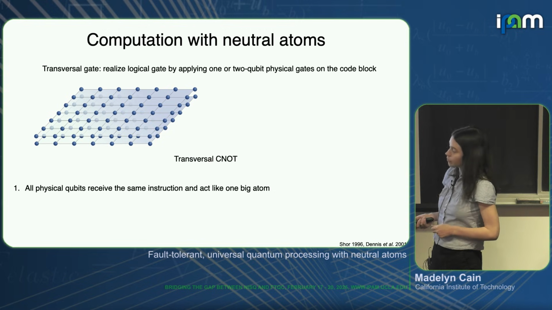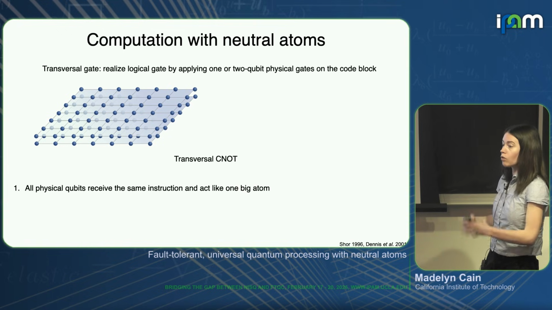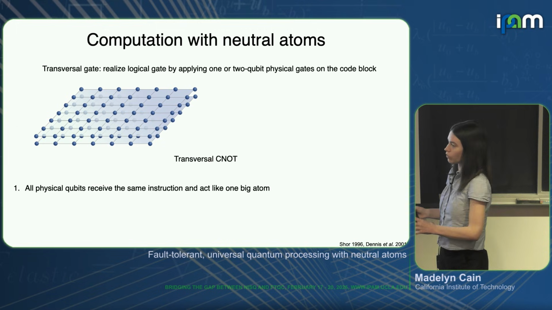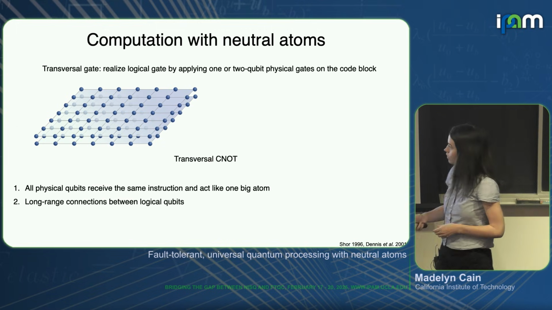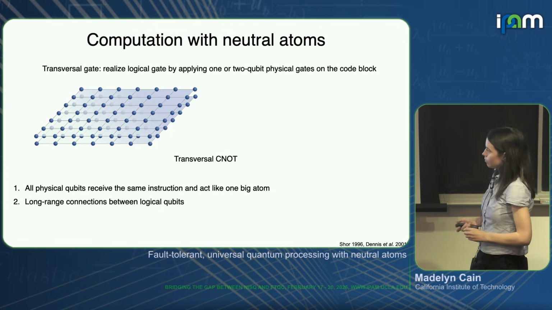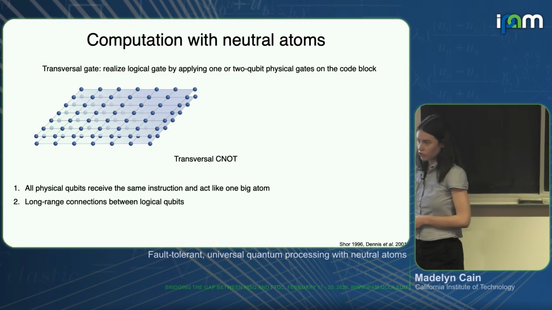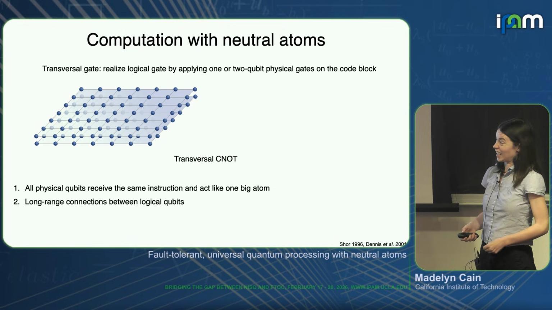Now this is very nice from a control perspective because all the physical qubits are doing the same thing. So you only need order of 1 classical controls to basically move this whole group of atoms in order to do a logic gate. In addition, because we can pick up an entire code block in parallel, you can have long-range connections between logical qubits, which is really convenient when we start thinking about implementing algorithms.